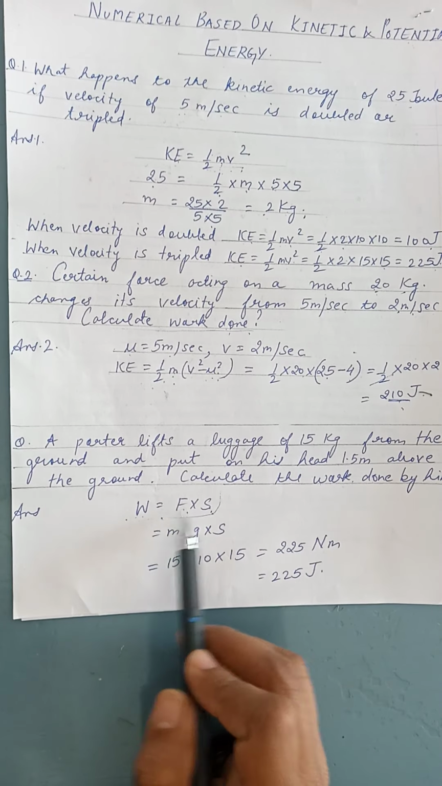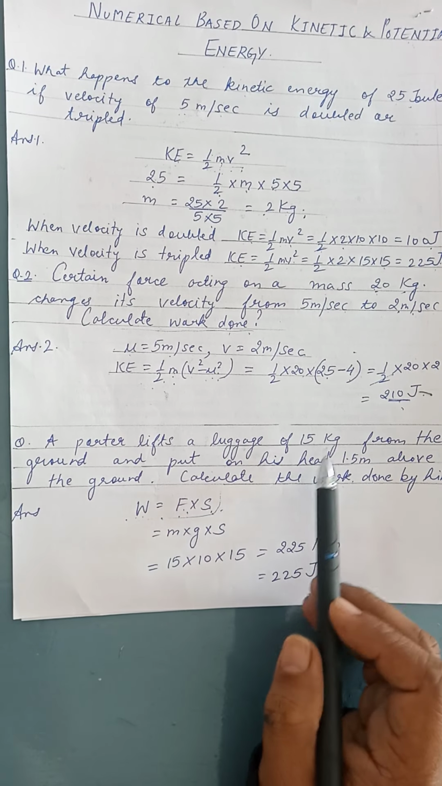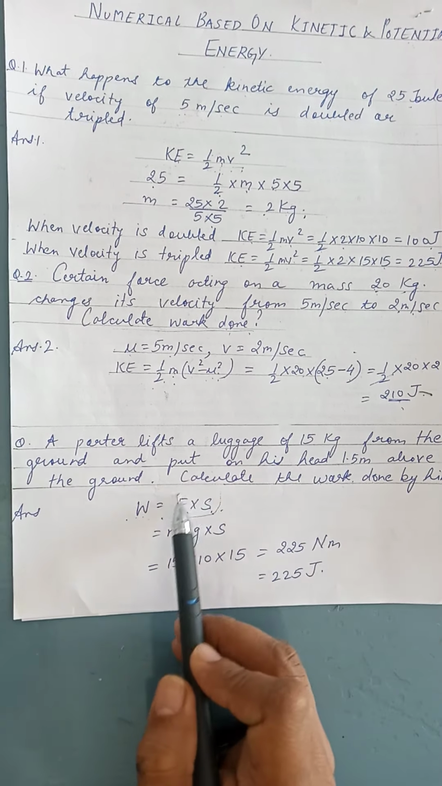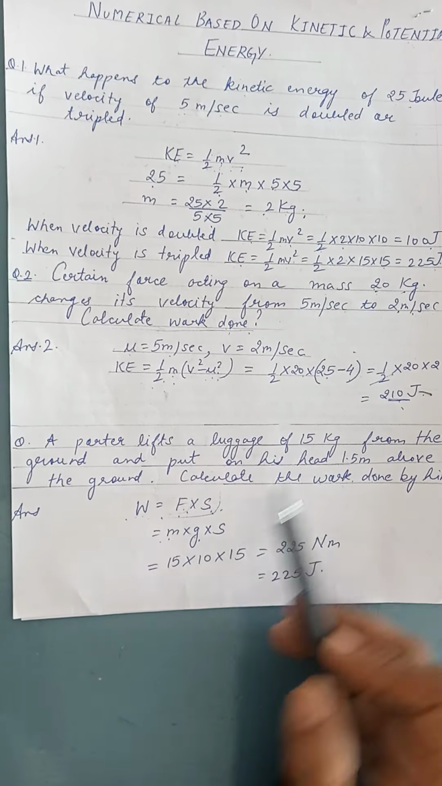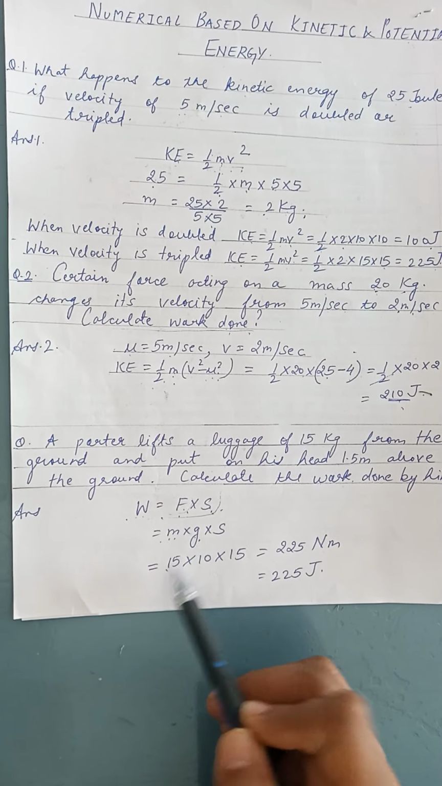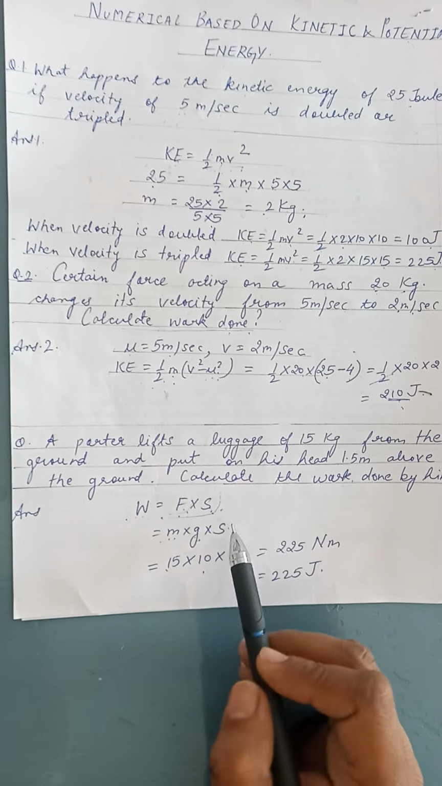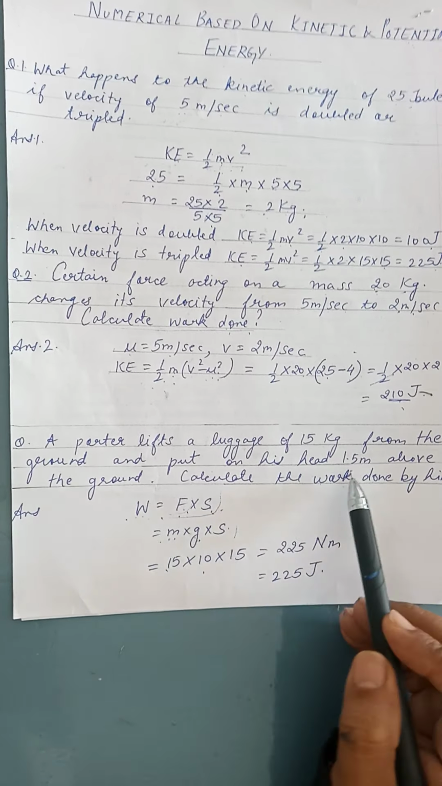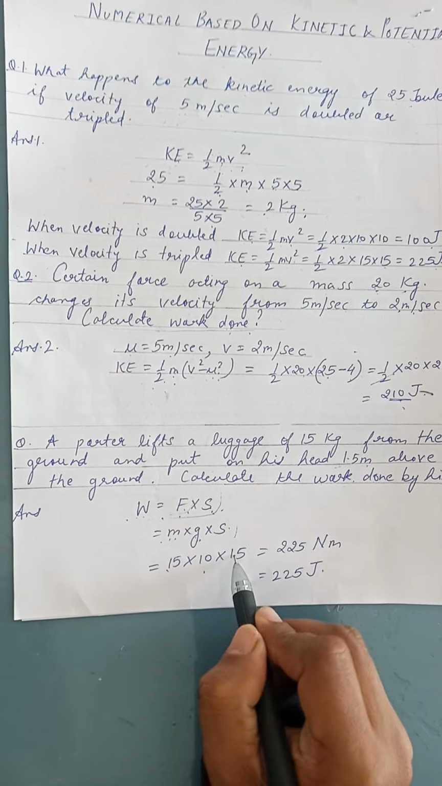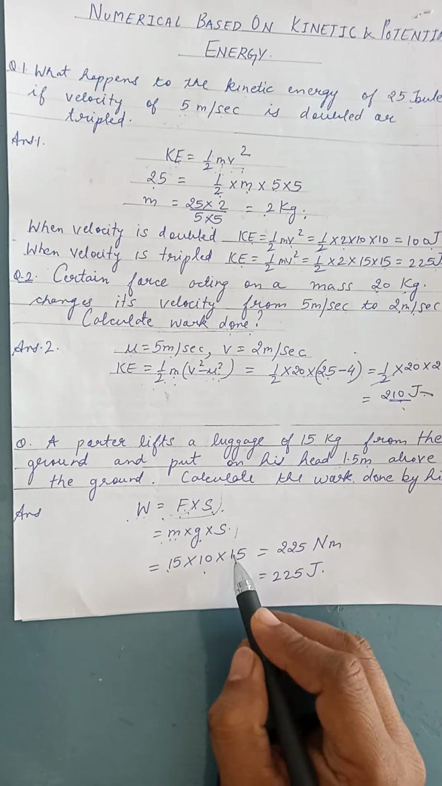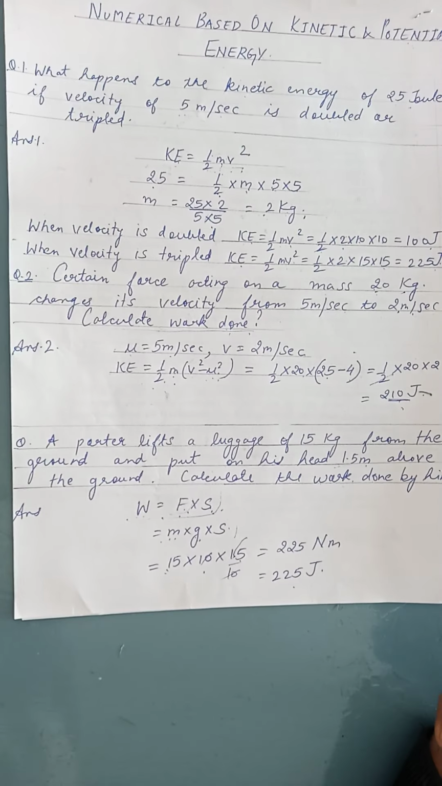Work done formula is F into S. Now is the force given in the question? No. What is given? Mass is given. Now according to the second law, we know that F is equal to m into g. So when you substitute the values, m is 15, gravity we can take as 10 meter per second square, and S is our displacement. So how much distance is it covering above the ground? 1.5. So we are writing here 1.5. When this gets cancelled, you will get 225 joule.